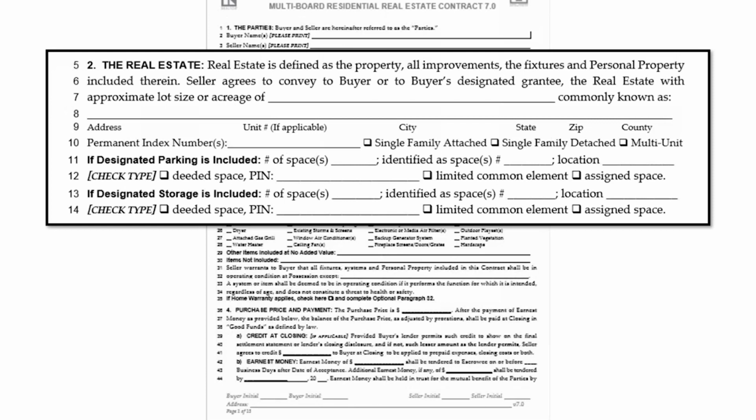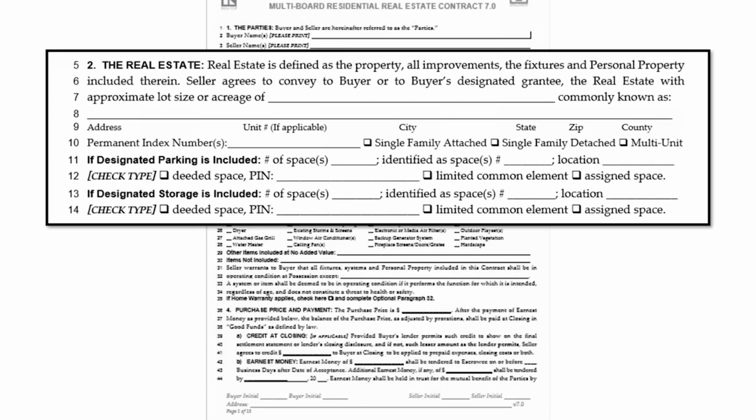So if you leave this with the real estate with approximate lot size or acreage of 4 acres, if it comes back slightly less than 4 acres, you could end up with an argument as to whether or not the buyer still has to purchase this property and get rid of one of his horses. So we don't want that to happen. So you would cross out the word approximate, and in the blank, you would write not less than 4 acres.